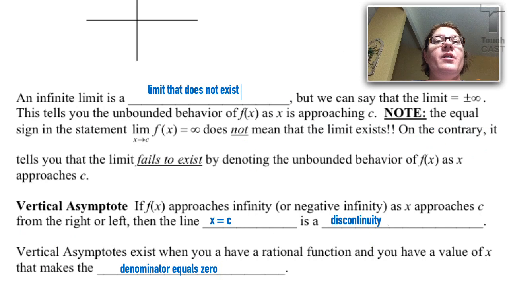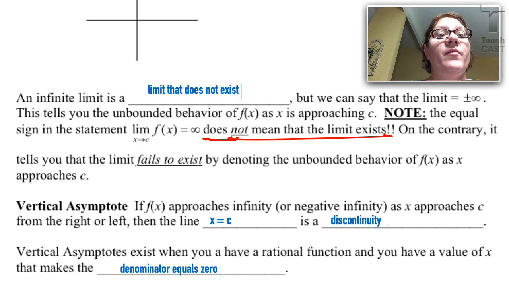So one thing to note is an infinite limit is one that does not exist. Even though your answer is either plus or minus infinity, it doesn't mean that the limit exists. It just tells you what the y values are getting closer to. Instead, it still is a does not exist.